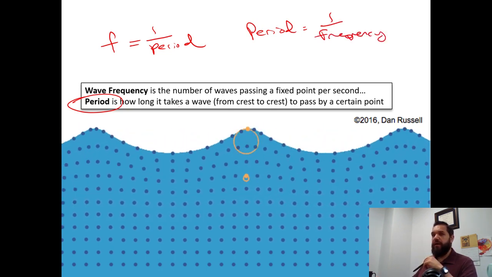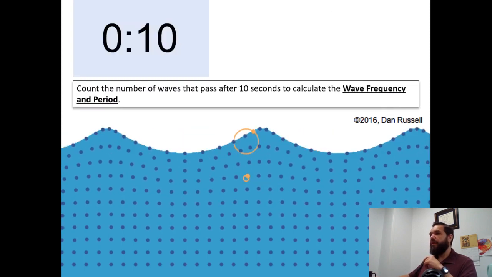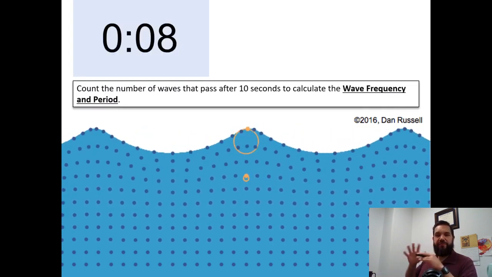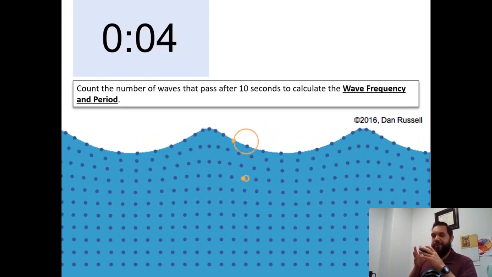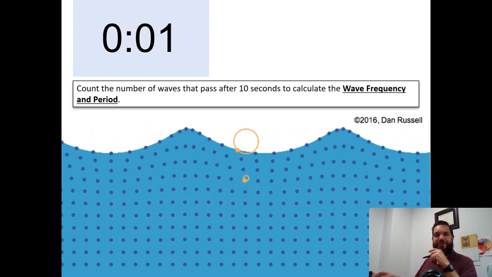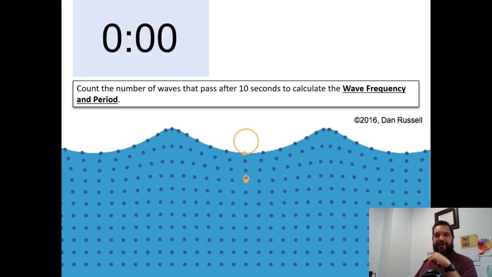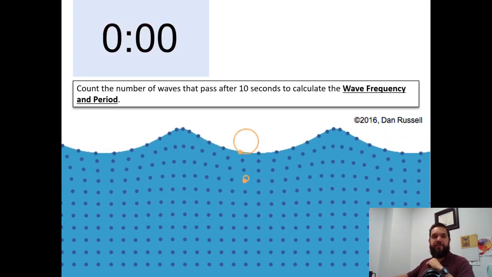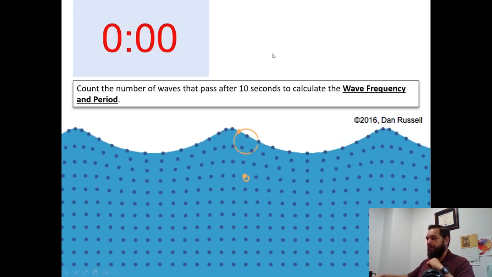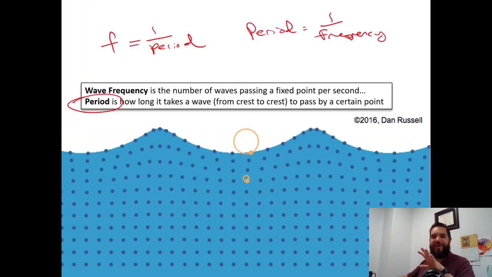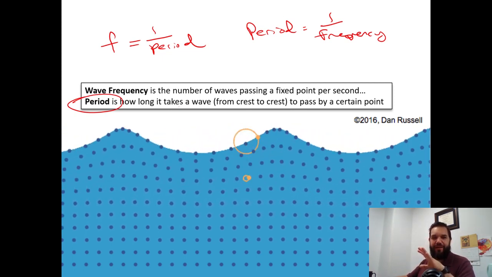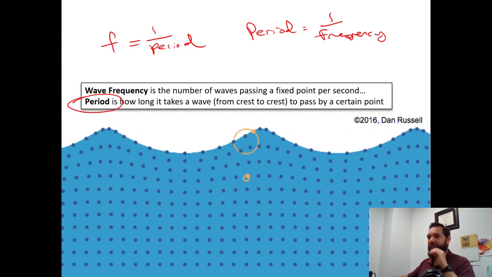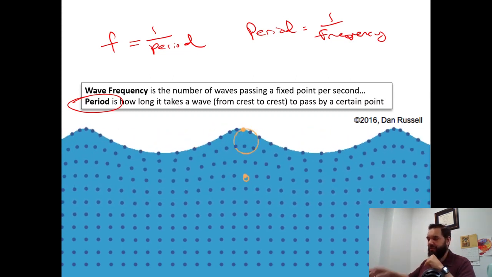Looking at this GIF, this little movie file, you can actually measure the frequency and the period here. The timer already went, so let me restart it. We'll be more careful next time. We'll measure the number of waves that pass by the edge of the screen in 10 seconds.